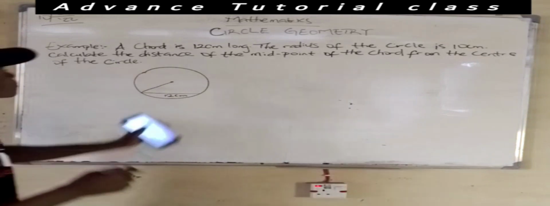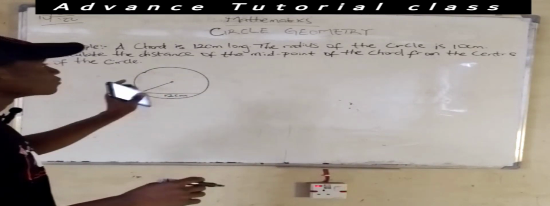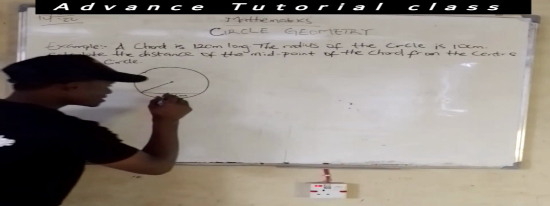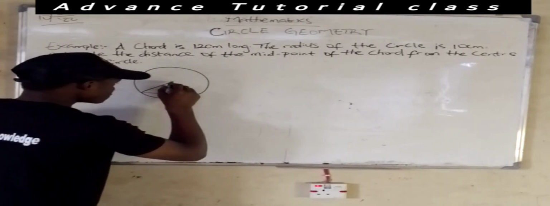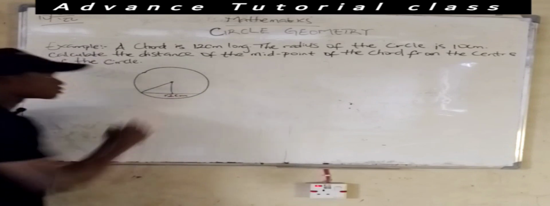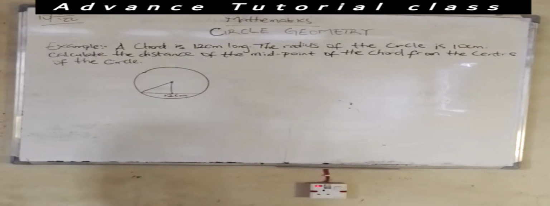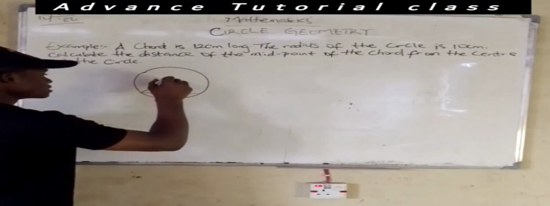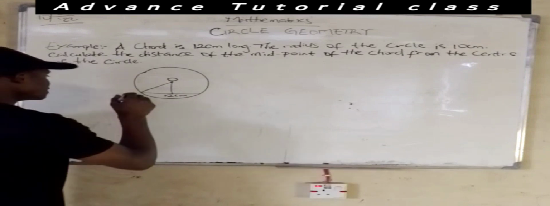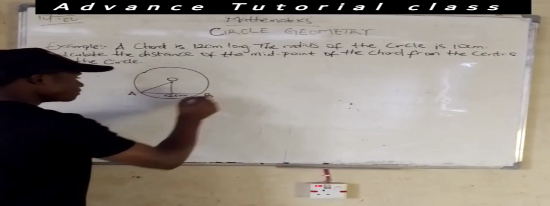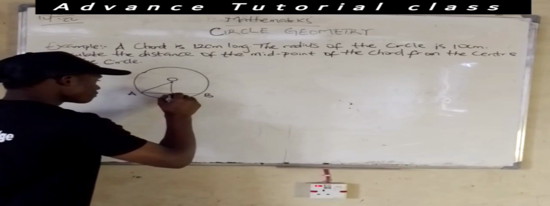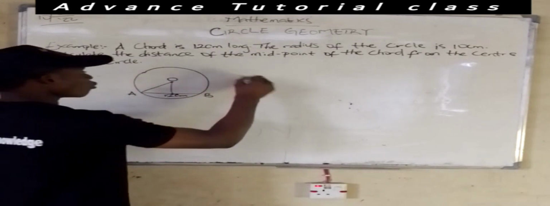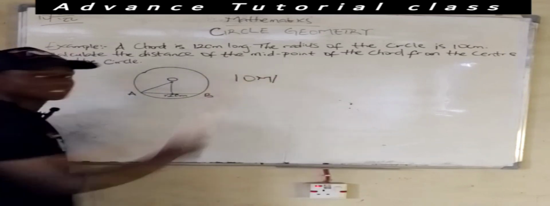Then we're asked to calculate the distance of the midpoint of the chord from the center of the circle. This is the midpoint of the chord, and this is the center of the circle. So the line joining them is what we're asked to find. To make things easier, I can name the points on the circle by putting in letters. Let my center be O, let here be A, B, and the midpoint should be M for midpoint. Now I am looking for this distance OM. This is what I'm looking for.